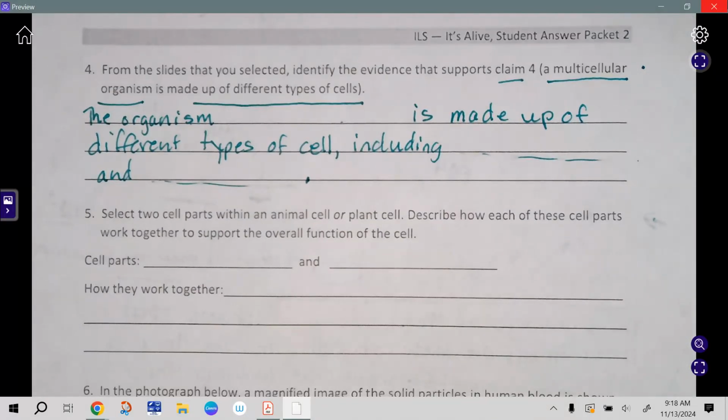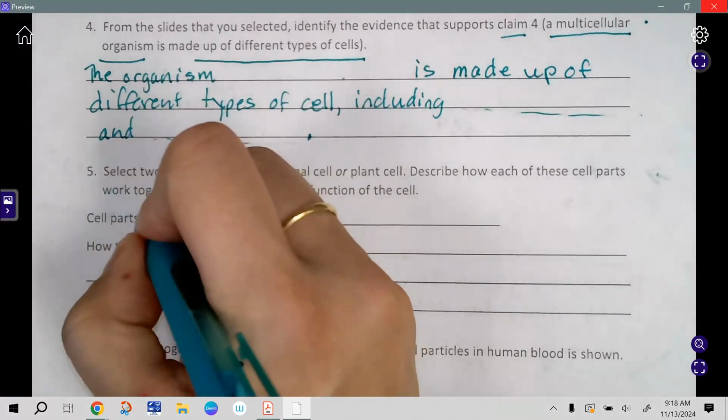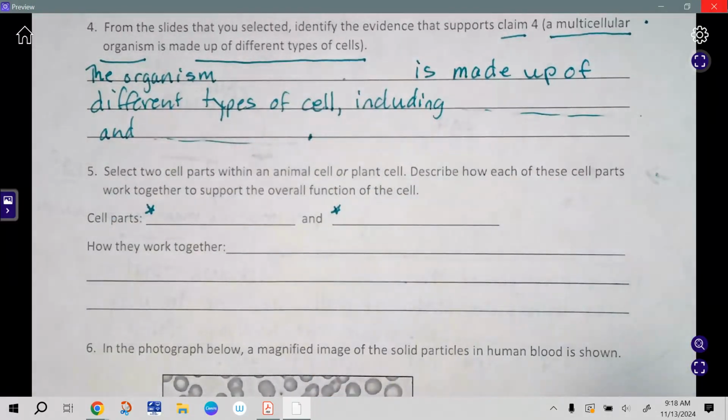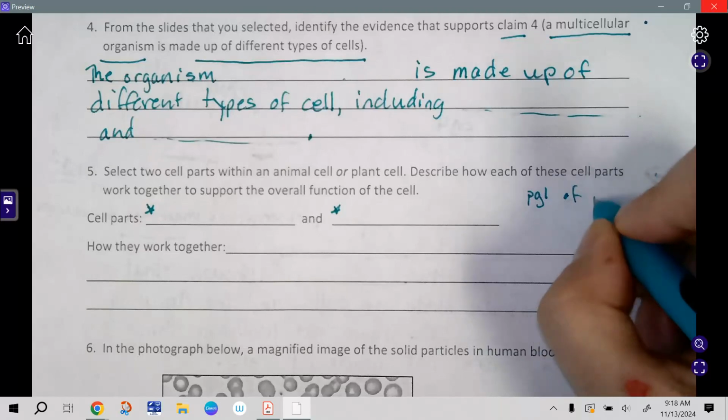All right. Number 5, it says select 2 cell parts within an animal cell or plant cell and describe how they work together. So you're going to pick 2 cell parts that you know work together. Think about the ones we wrote on page 1 of packet 1.